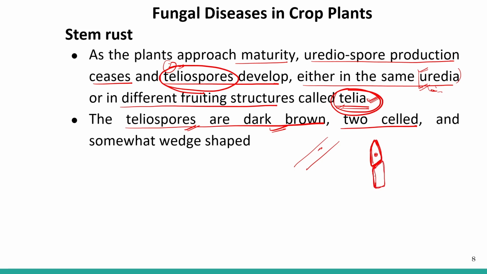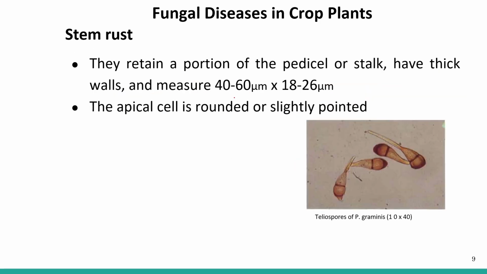This is the two-celled structure like this, and somewhat wedge shaped. So they retain a portion of the pedicel or stalk. You can see this is the stalk-like region, and they have thick walls. The walls are quite thick and measure 40 to 60 micrometers by 18 to 26 micrometers. So this is the measurement of the teliospores. The apical cell is rounded or slightly pointed. Here you can see it is quite pointed and at some places it is quite round.